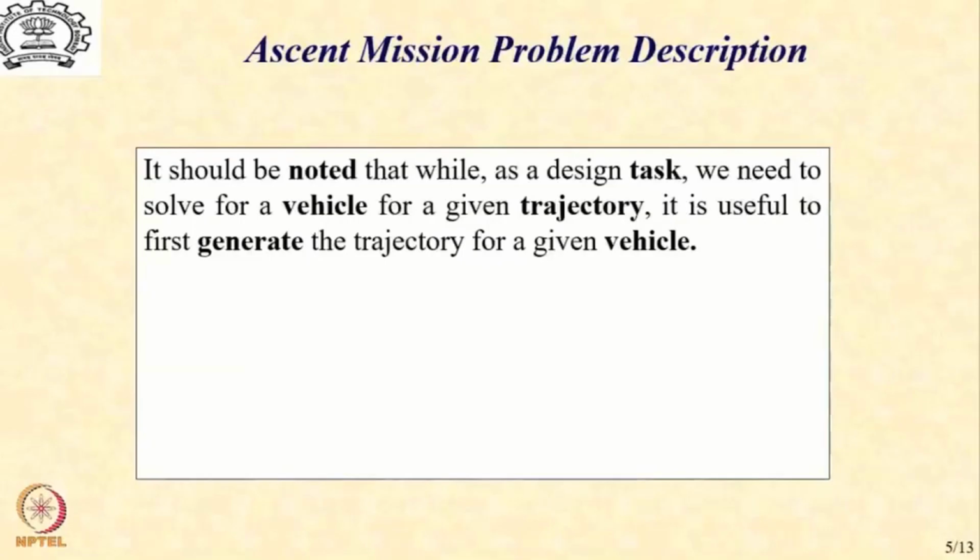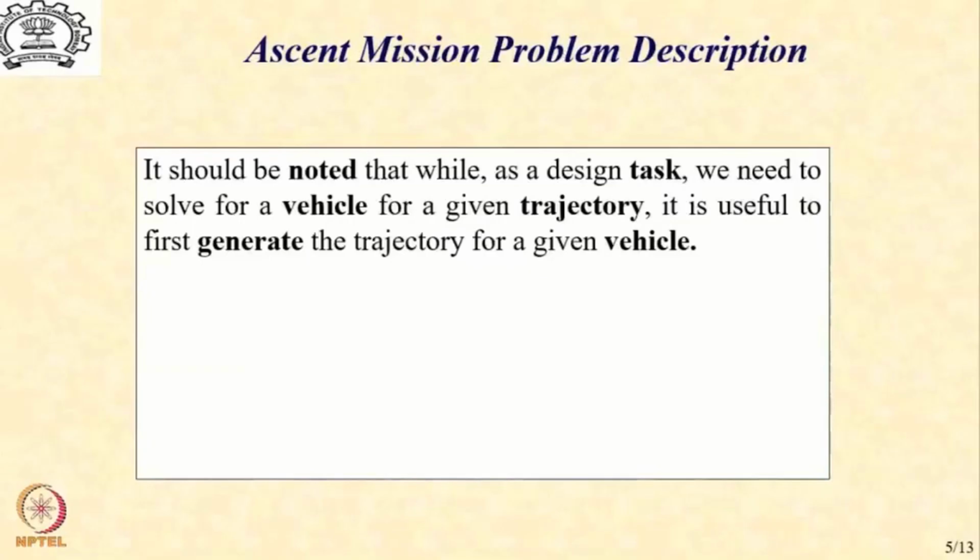So, generally the design task would be approached in the manner that a trajectory or a flight path would be specified, and you would have to arrive at a vehicle which will achieve that flight path and trajectory. However, we are going to start our discussion with the reverse process, that if I have a launch vehicle, what kind of flight path I will get.